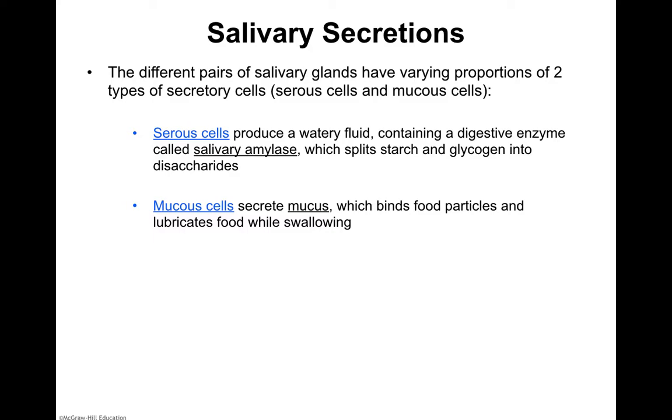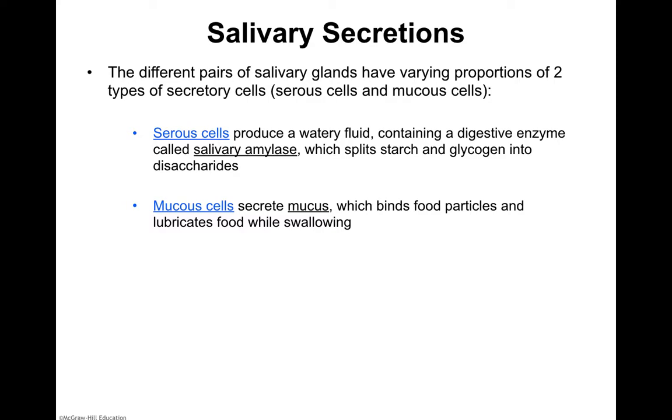So there are pairs of salivary glands, one on each side of the face, that have proportions of these two types of secretory cells. So they are either serous cells or mucus cells. The serous cells produce a watery fluid that contains a digestive enzyme called salivary amylase. It breaks down starches into glycogen and disaccharides, while the mucus cells secrete the mucus, which helps bind the food particles and lubricates the food while swallowing.